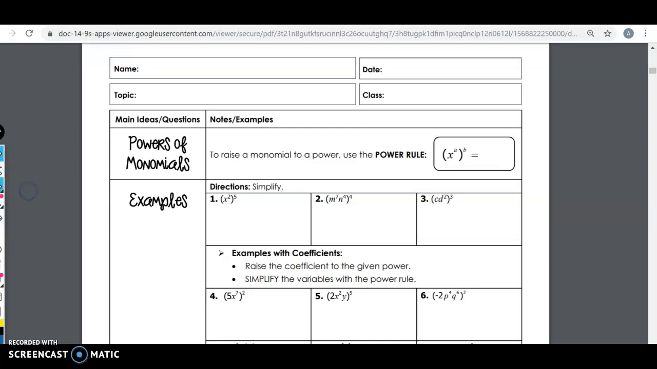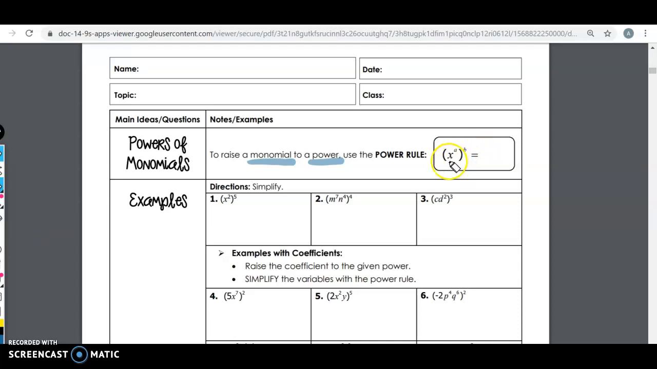Today's video is on the power rule for monomials. The definition rule for the power rule is when you have a monomial raised to a power. You're going to usually see parentheses with this.